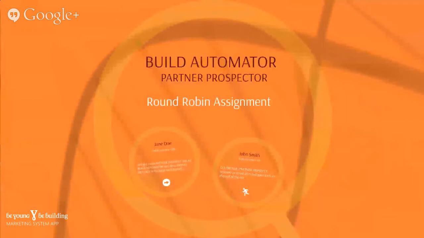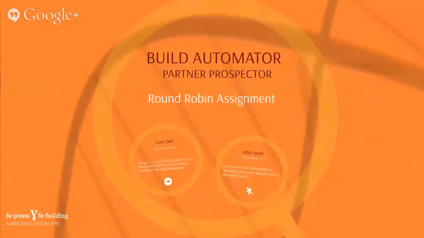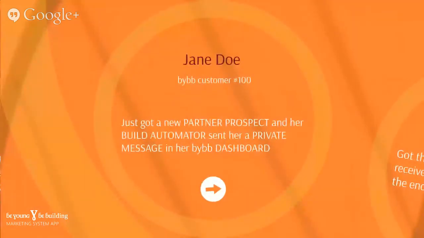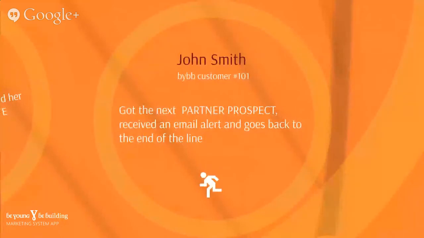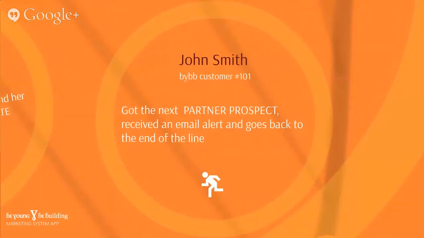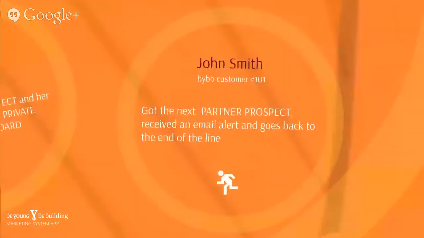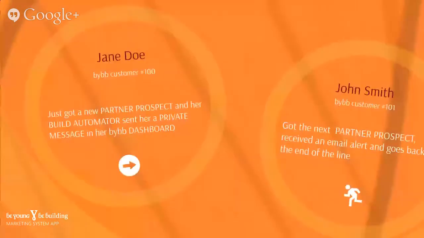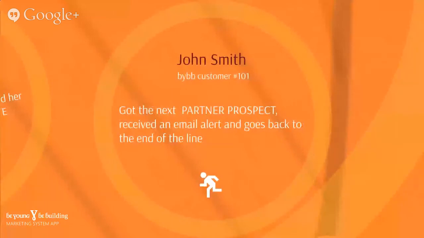The way we've built the system, assignment is done on a round-robin basis. In this example, Jane Doe, customer 100, got a prospect and just received a private message in her dashboard. Then John Smith, customer 101, got a partner prospect, and he receives an email because he prefers to get an email, and he goes back to the end of the queue. Then it goes to the next in line, and the next. If you've got a Build Automator 100, every time you come up to the top of the queue, you'll get one prospect. If you've got a Build Automator 500, you get 3.